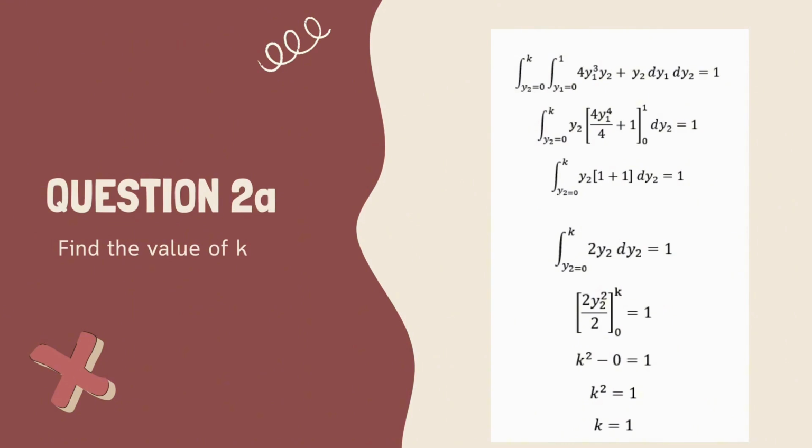Then, inside the integral, I compute it step by step. First, I integrate f(y1, y2) with respect to y1, treating y2 as a constant. Then, I simplify and integrate with respect to y2, leading to k to the power of 2 equal to 1. Solving for k, I found k equal to 1.